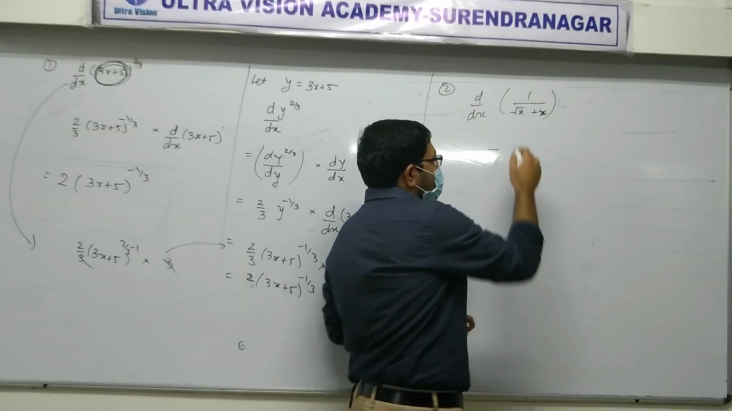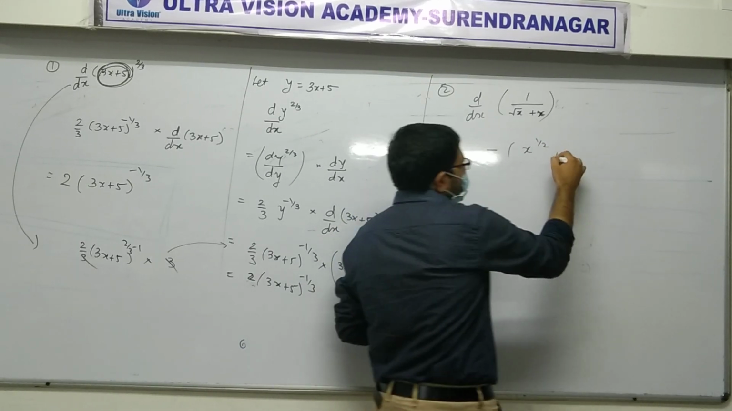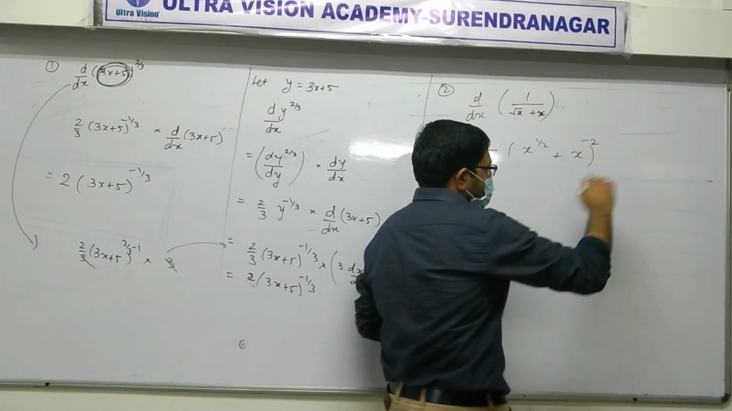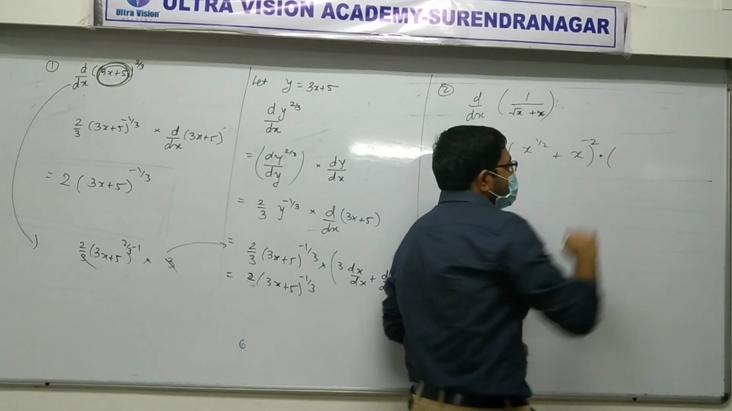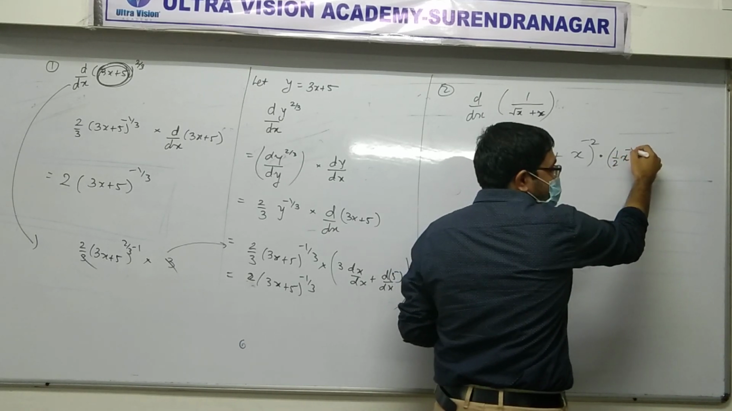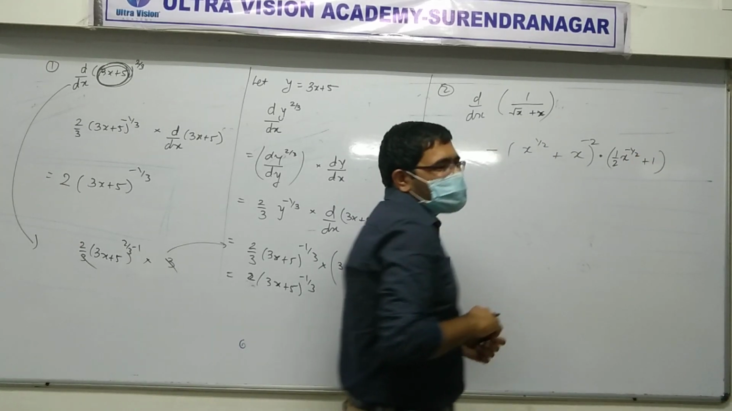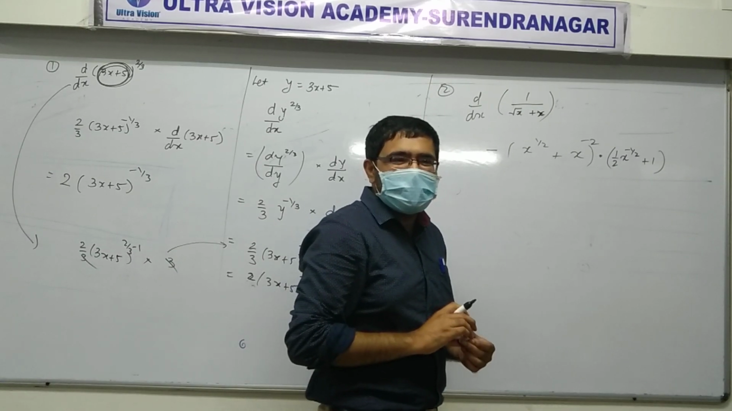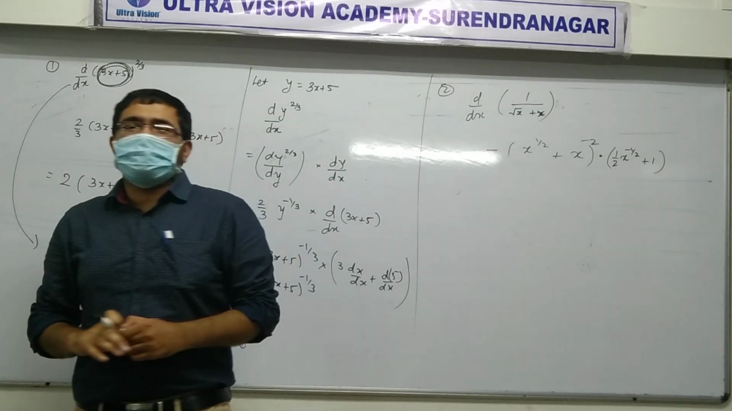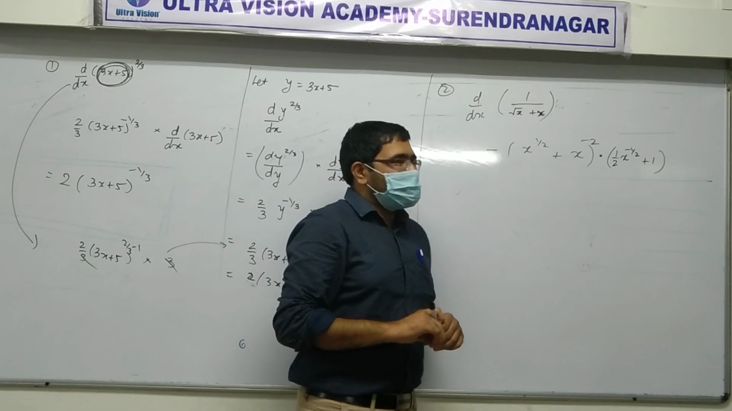Minus, in bracket x raised to 1 by 2 plus x whole raised to minus, into 1 by 2, into x raised to minus 1 by 2, plus 1. You have done it 100% on your own. Sure, well done. This is right. Well done, sit down.